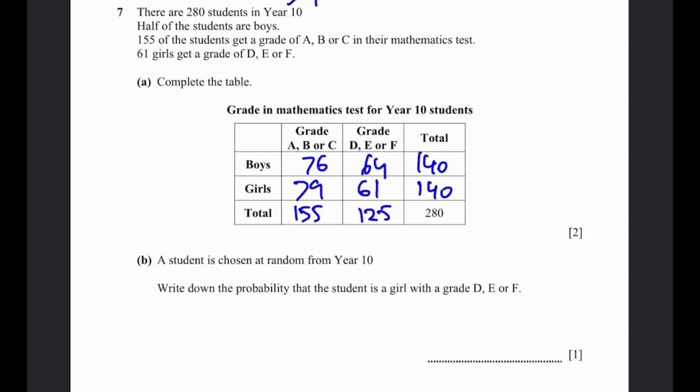B. A student is chosen at random from year 10. Write down the probability that the student is a girl with grade D, E, or F. 61 girls get this grade, and the total is 280. So 61 by 280. That's it. You cannot simplify this, so we can simply write this.